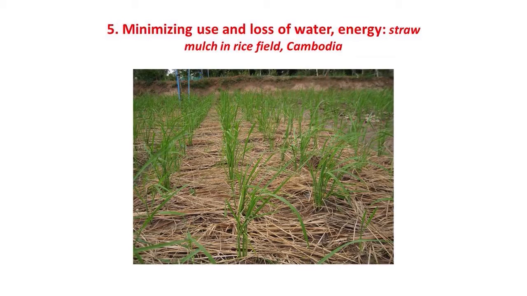Minimising use and loss of water and energy, with straw mulches in a rice field in Cambodia. This is just one way of minimising water and energy usage. You mulch, as I said before in the previous slide, keeping the soil surface covered at all times is really important. But there are also important methods of water harvesting and irrigating to conserve water, using renewable energy sources, and using local sources and resources instead of resources that come from another part of the planet. All of these things go towards conserving energy on a global scale as well as just on the local farm. And in terms of agroecology, we are looking at the global scale as well as just the local farm situation.